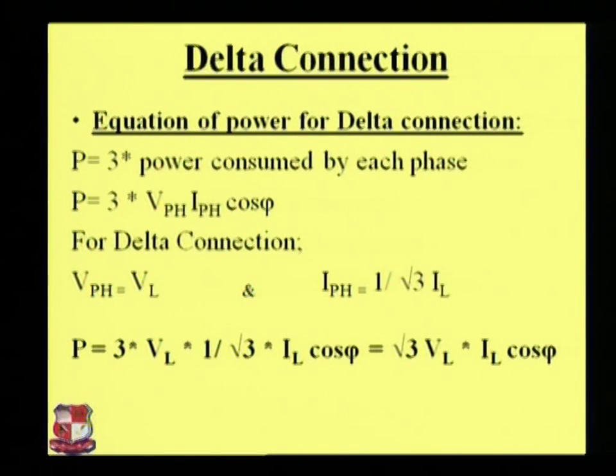The equation for the power for delta connection, as we already proved, is P equals √3 VL IL cos phi, because if you put the value of VPH or IPH into the equation, you get P equals √3 VL IL cos phi. So the power consumed by the star connection or by the delta connection, both are equal.